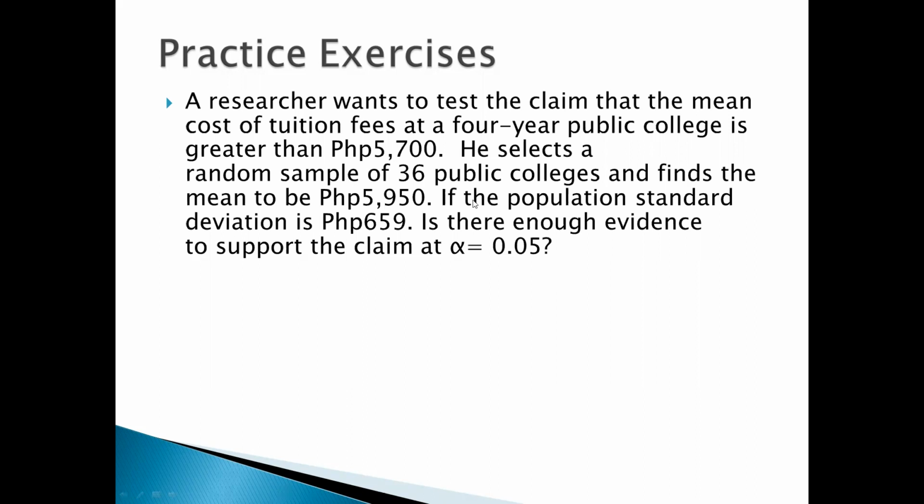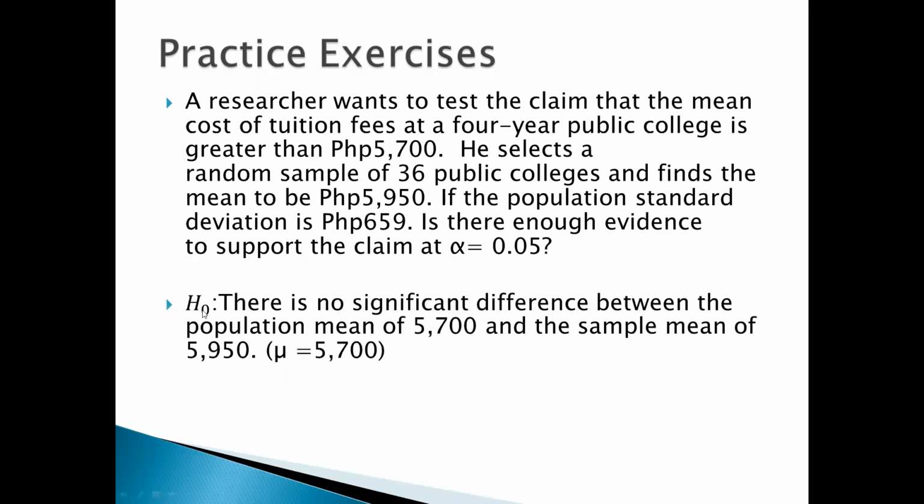We have here a population mean of 5,700 and a sample mean of 5,950. The given population standard deviation is 659. So let's start off with the first step, which is to identify the hypothesis. The null hypothesis always states that there is no significant difference between the two means that are being compared. So for this case, the population mean of 5,700 and the sample mean of 5,950. So therefore, mu is equal to 5,700.